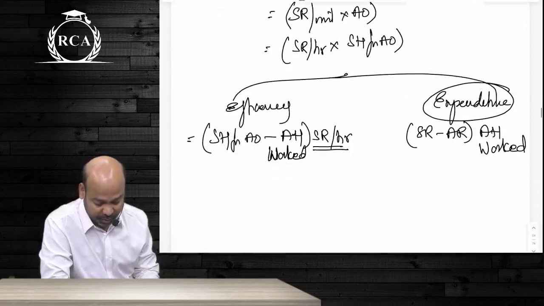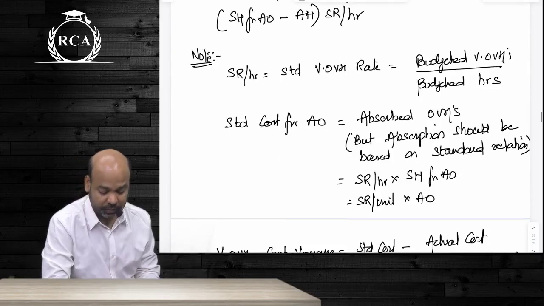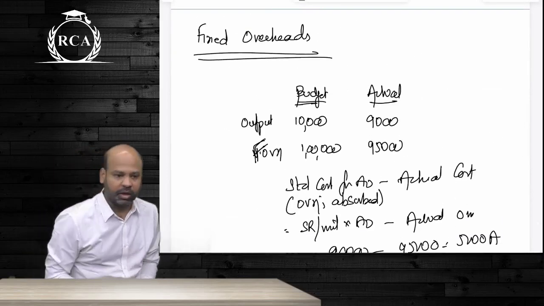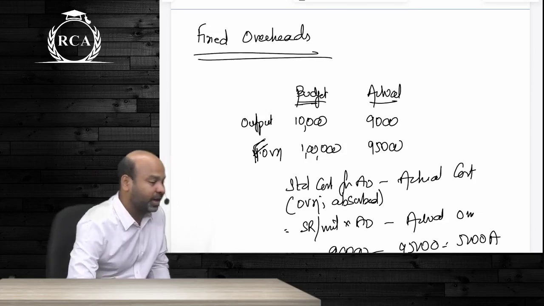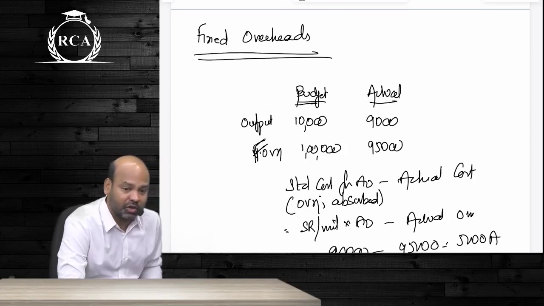After this, we moved on to fixed overhead variances. Fixed overhead variances slightly differ in terms of the amount of expenditure, which is supposed to remain constant irrespective of the actual output manufactured.